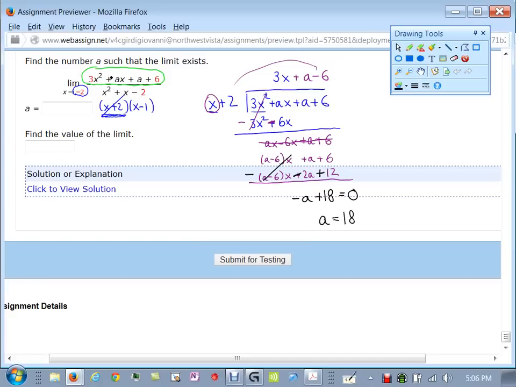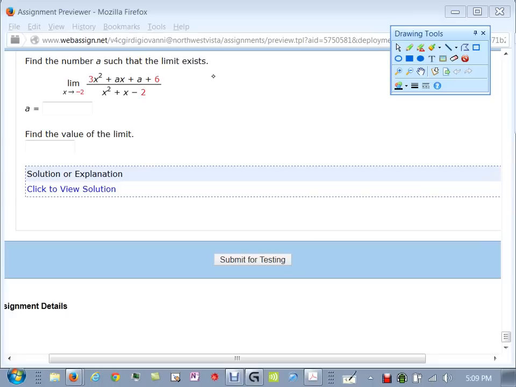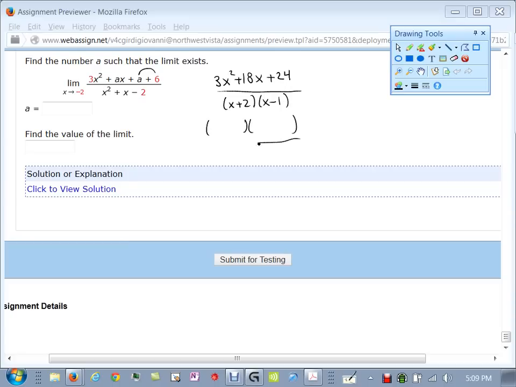So let me go back up here, and let's plug in a is 18. If I rewrite the problem with a being 18, I get 3x squared plus 18x plus, what's 18 plus 6? That is 24. All over, we already know this is x plus 2 times x minus 1. Now the top should factor.